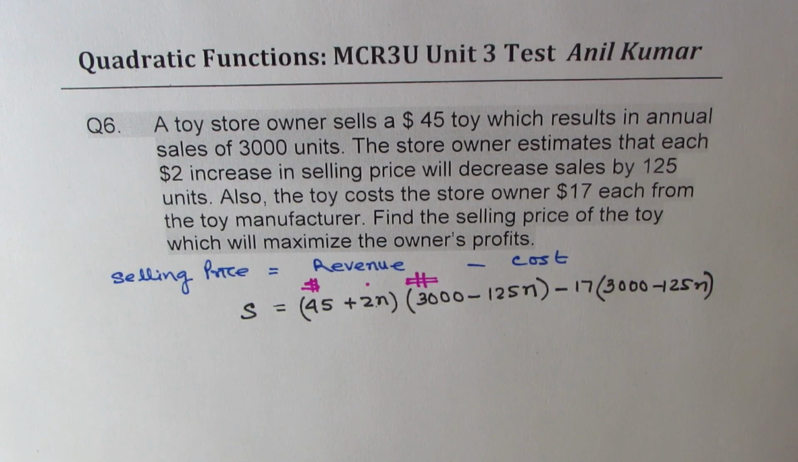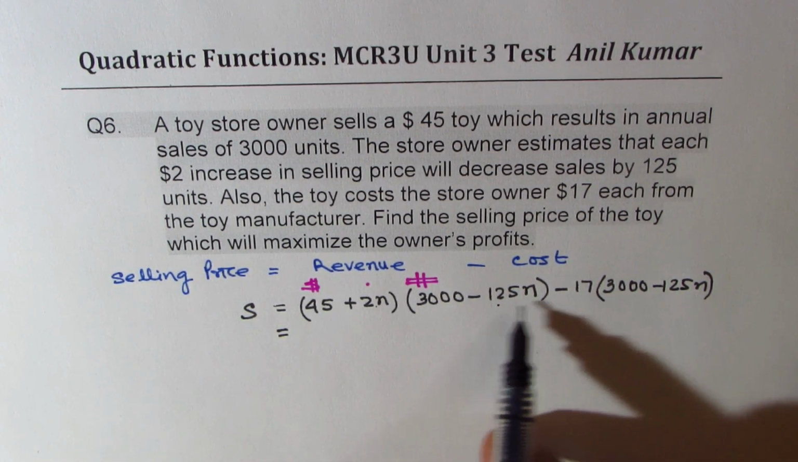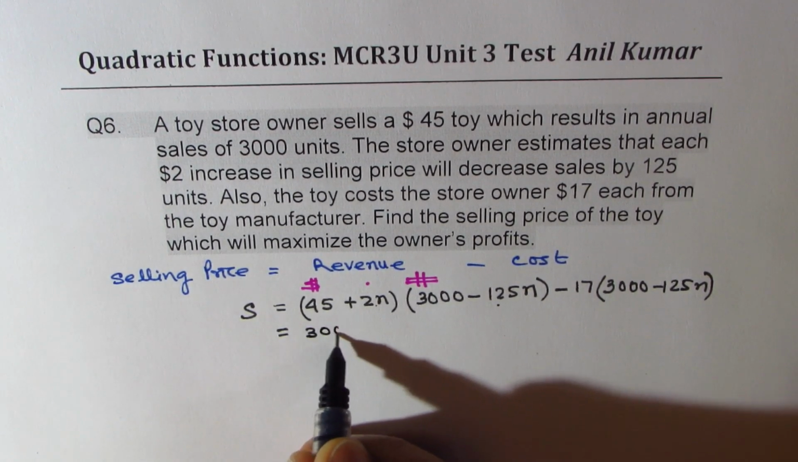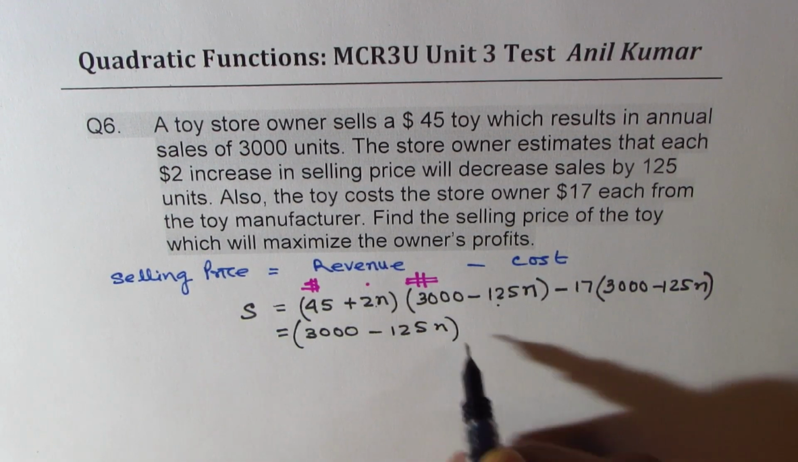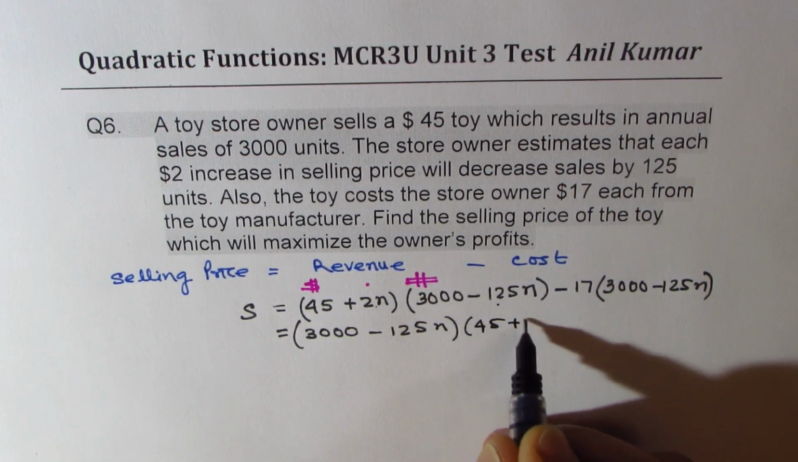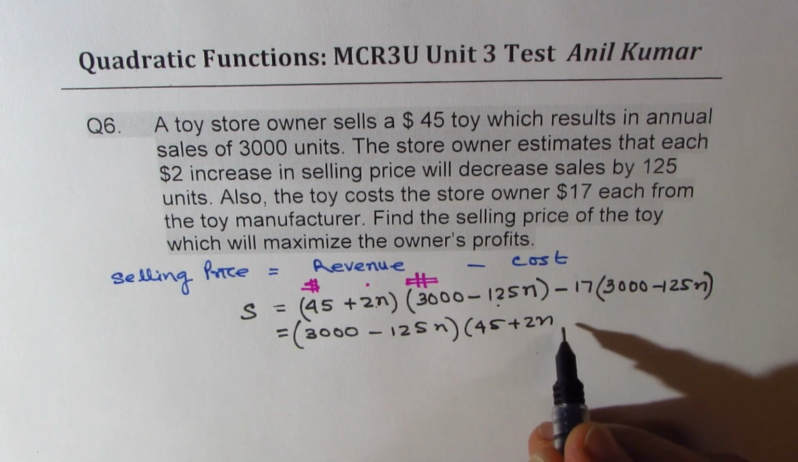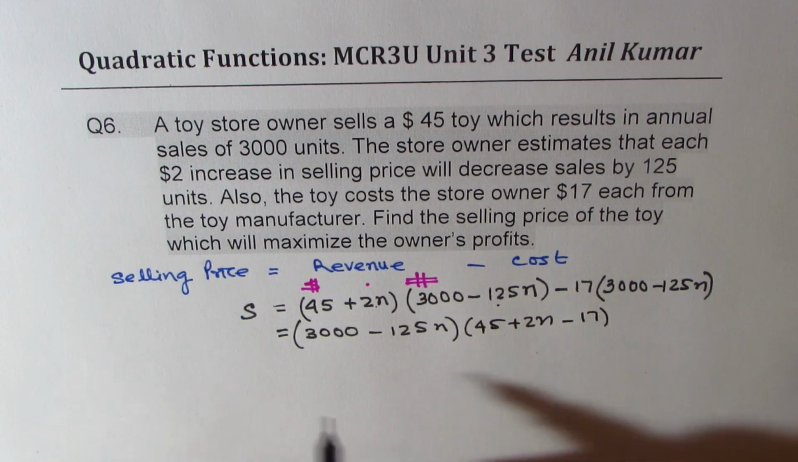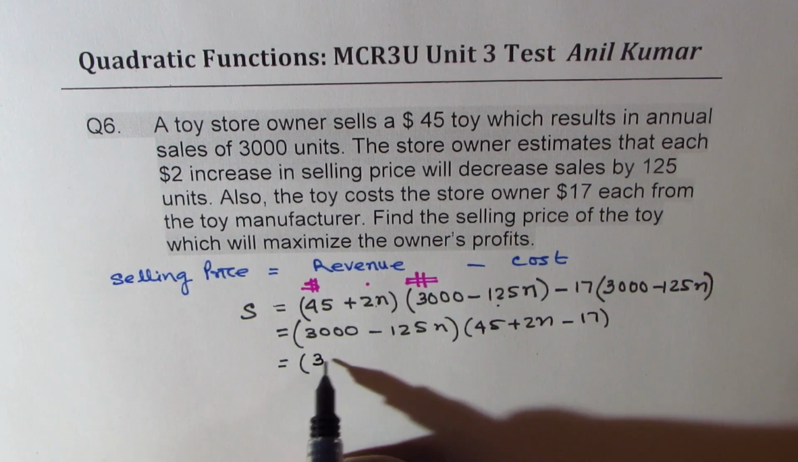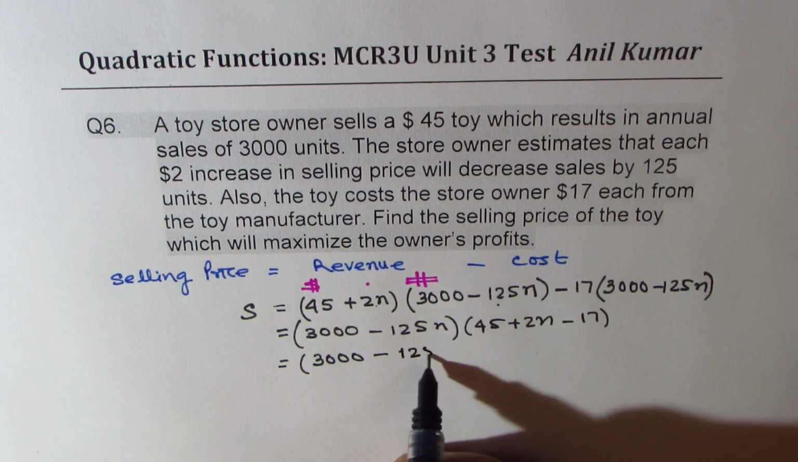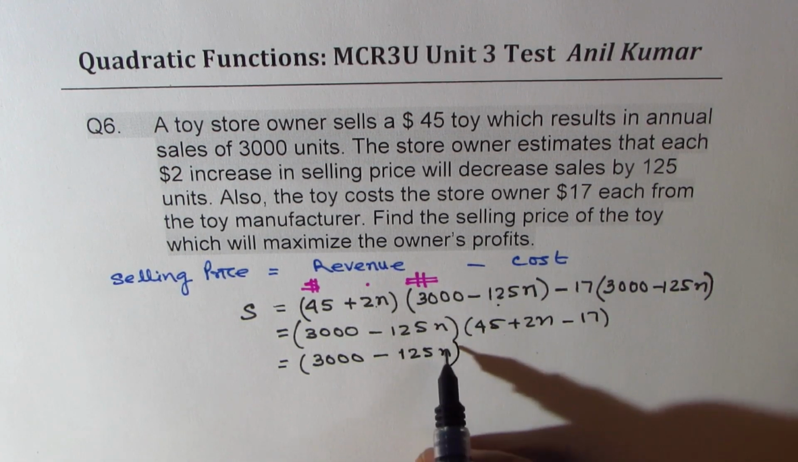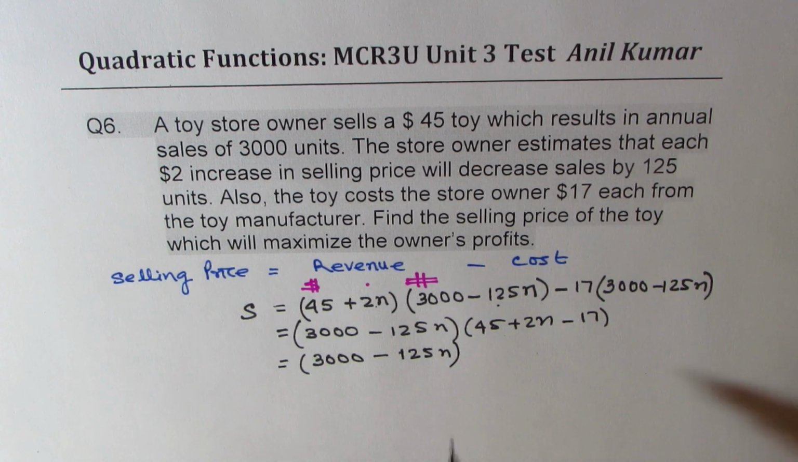Now I'm going to show you a very good method to solve this kind of an equation. We are going to factor. We have a common factor here, the number of items sold, which is 3,000 minus 125n. So you get 25 plus 2n, and here we get minus 17. Do you see that part? So once you factor, what could you do? You could find the axis of symmetry, and that will give you the n value for maximum selling price. Does it make sense to you?